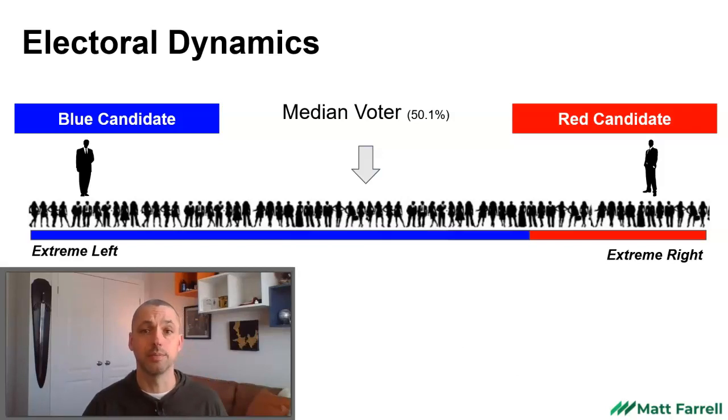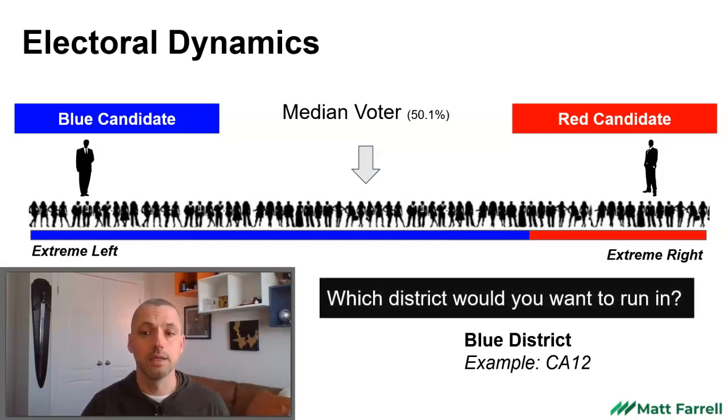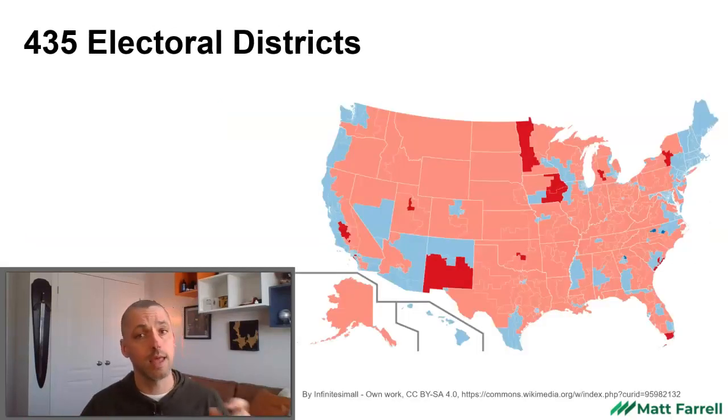Now, conversely, some districts are heavily populated with Democratic voters, and the median voter would easily be accessible to the Democratic candidate. This type of district, a blue district, could be seen in a district like California 12th, Nancy Pelosi's district. Now, if you're a candidate, what type of district would you want to run in? Presumably, you'd want to win in one that had a lot of your supporters in it. And that poses a little problem.